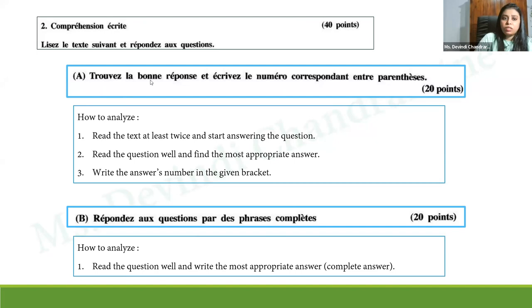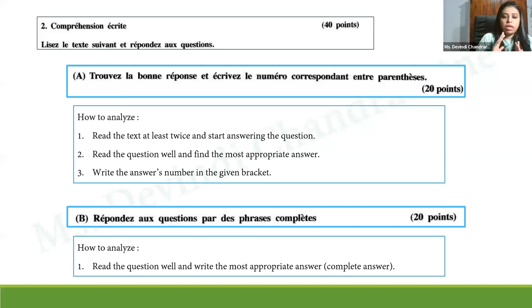The first one: "trouvez la bonne réponse et écrivez le numéro correspondant entre parenthèses". In that question, you have to provide the answer from the given answers. It's much easier, I would say, because you are provided with answers. So what you have to do is choose the correct answer. When analyzing this question, I suggest you read the text at least twice and then start answering. For this comprehension activity, make sure that you spare some more time, because it carries more marks. And this is a place where you need to reread, so don't start answering before reading.